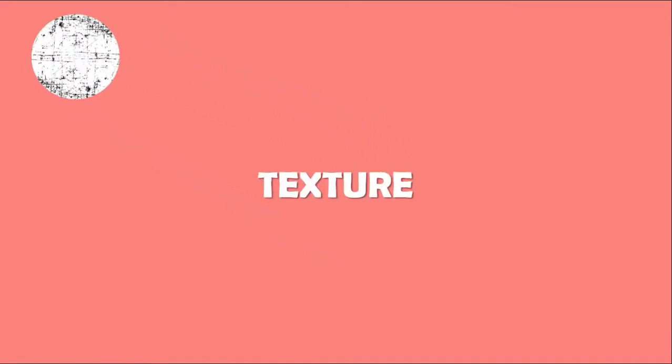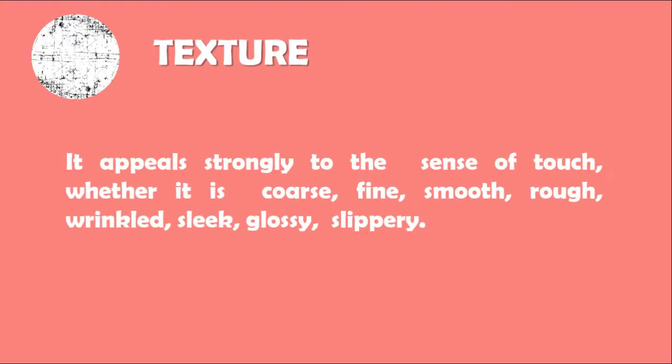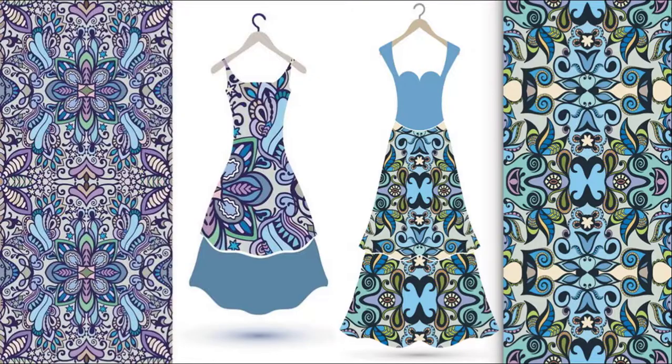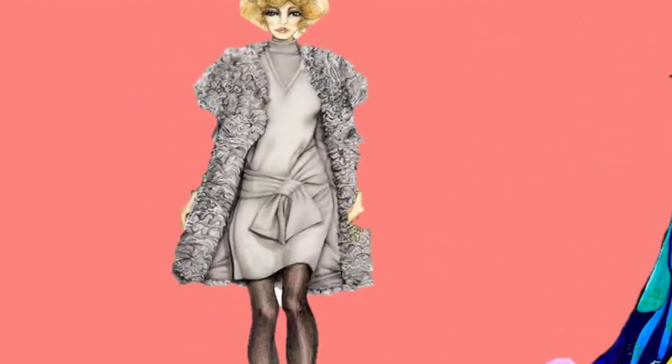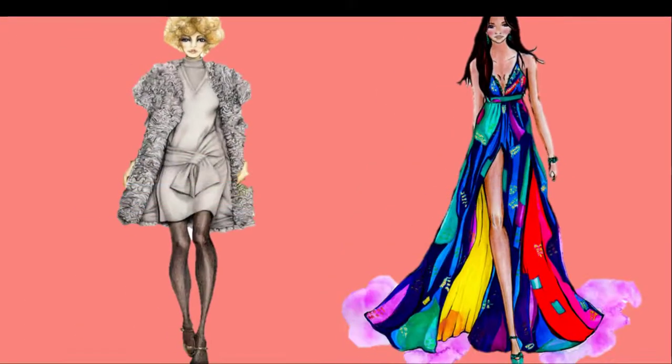Texture is another important element that actually can determine a lot. It appeals strongly to the sense of touch, whether it's coarse, fine, smooth, rough, wrinkled, sleek, glossy, or slippery. Textures as well as lines can create illusions. One must choose textures for clothes that will harmonize with the overall design. A soft wool gives a quite different effect from the gloss and sheen of satin in an evening dress. Bulky, rough fabrics tend to increase the size of the design, whereas smooth fabrics decrease it.